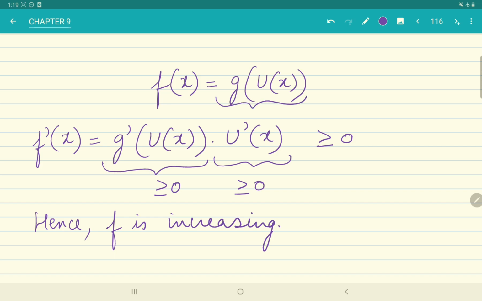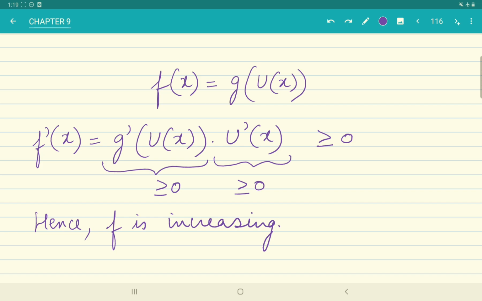So what we are going to say here is that if we take an increasing transformation of an increasing function, that is increasing. We have an increasing function which is u of x. We take its increasing transformation, that is, we take g of u of x. And why do I say I take an increasing transformation? Because I know that g is also increasing.